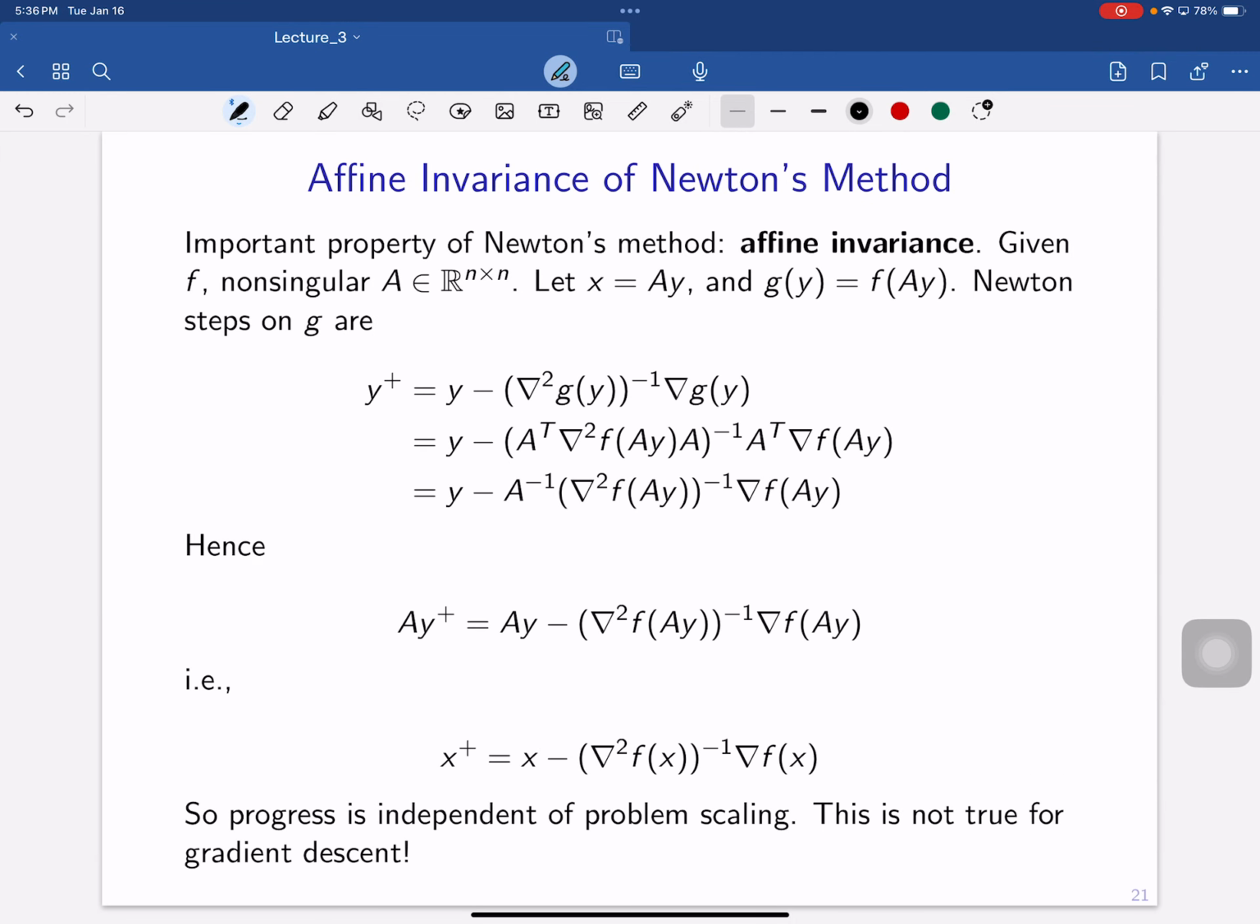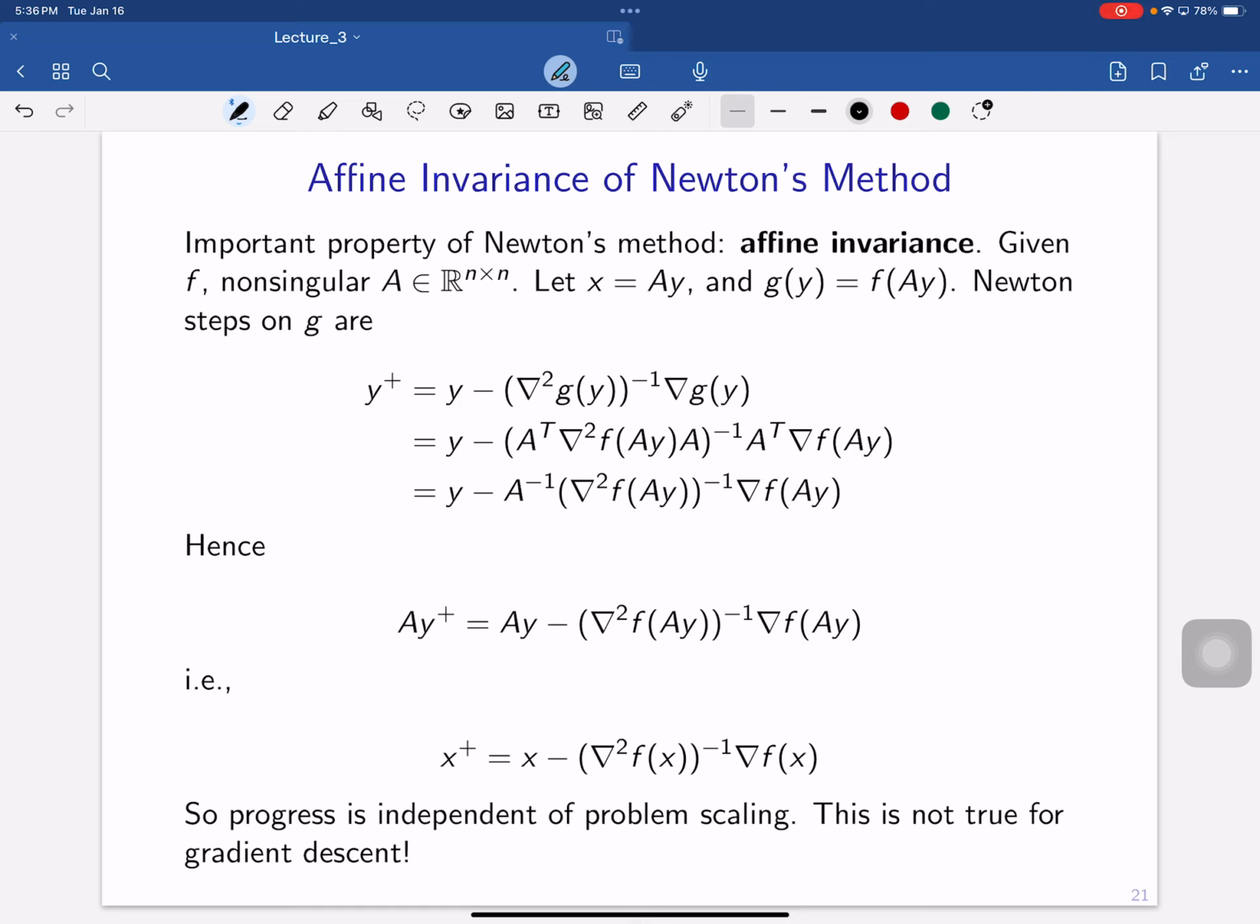So I will talk about this real quick. This is called affine invariance of Newton's method. It's a little bit nasty here. You don't need to look at the details of those equations. I just want to talk about at a high level, intuitively, what this is.